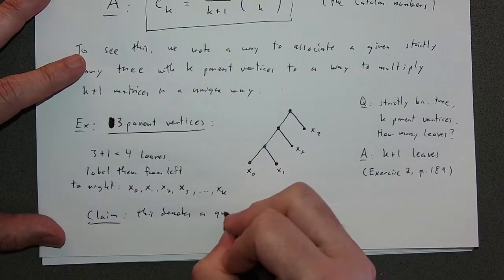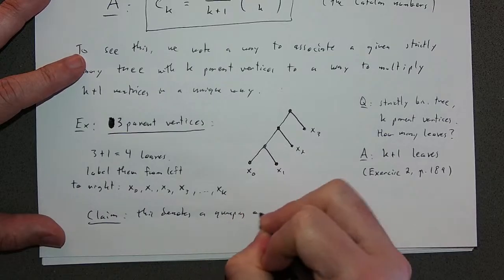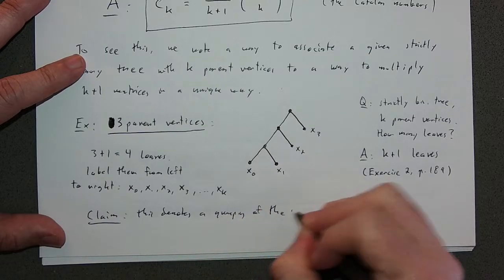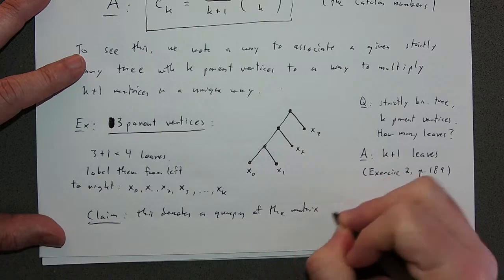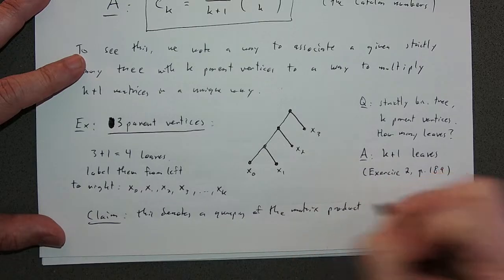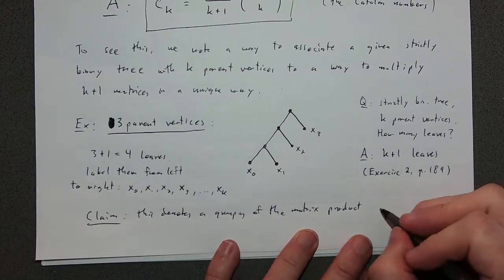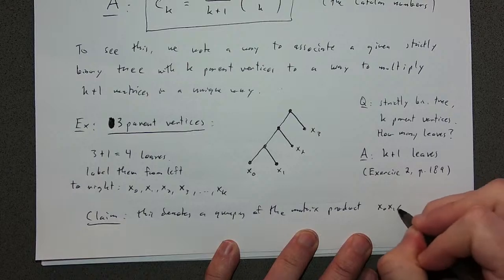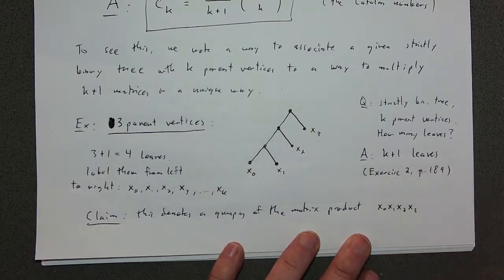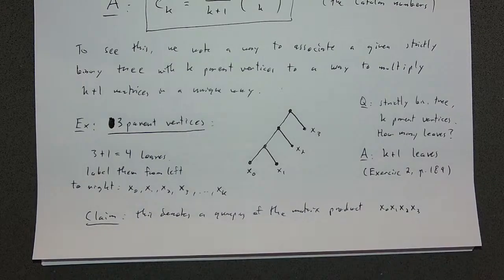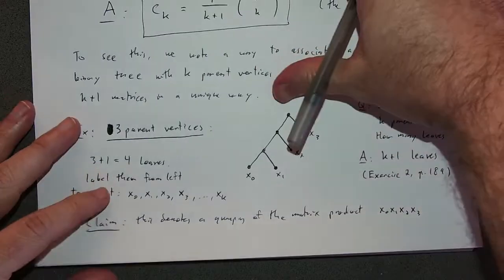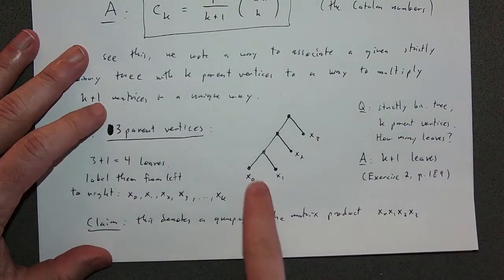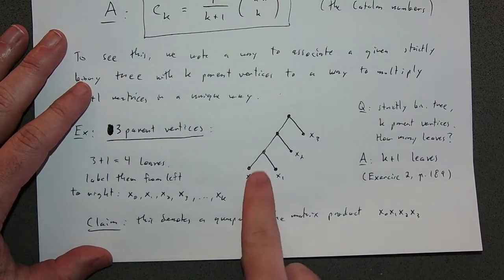a grouping of the matrix product that unambiguously, because the associativity rule can be written like this. But when I'm interested in what order I'm doing these operations in, of course, this suggests a grouping. How does this suggest a grouping?